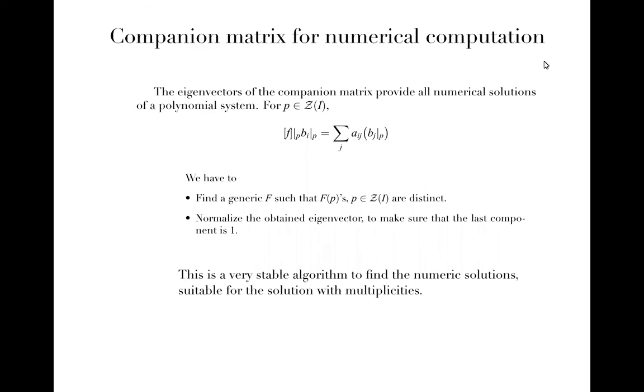Sorry to interrupt. There's a question in the chat. Could you comment about the difference between the companion matrix and numerical algebraic geometry methods? Yes, that's very different, completely different. The companion matrix is a computational algebraic geometry method. It's not numerical. So far, everything is analytical. I didn't mention what numerical algebraic geometry is, but you can check.